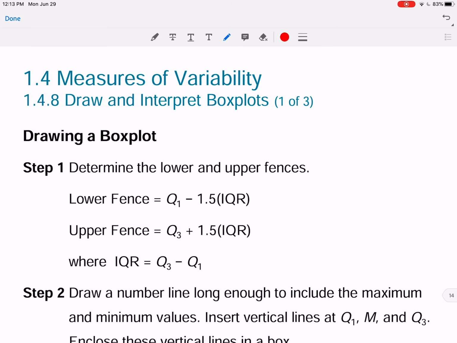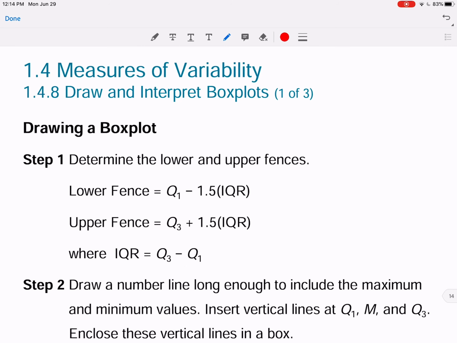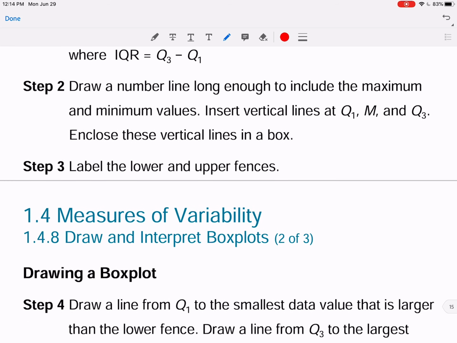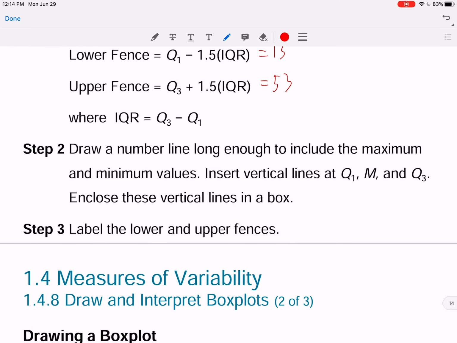Now let's take a look at how to draw a box plot. First of all, determine the lower and upper fences. In the previous example, the lower fence was 13. The upper fence was 53. Okay? And then number 2 says draw a number line long enough to include the maximum and minimum values. Insert a vertical line at Q1, M, and Q3. So let's draw a vertical line here.